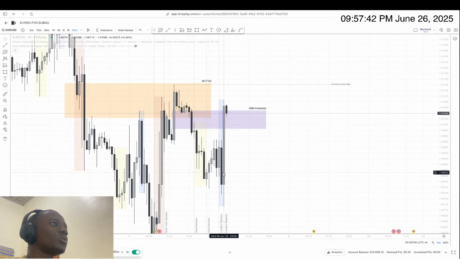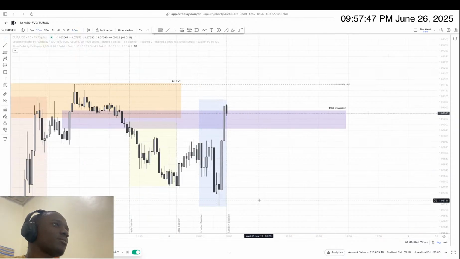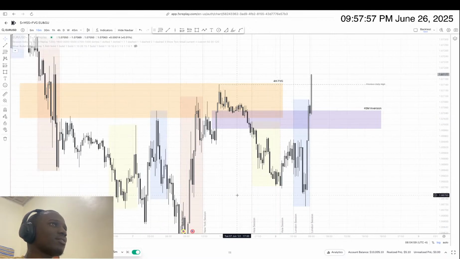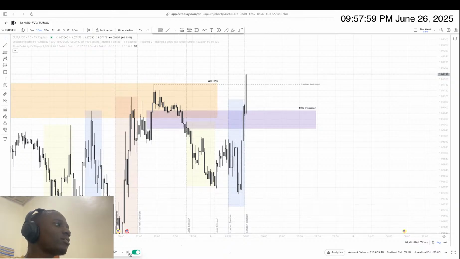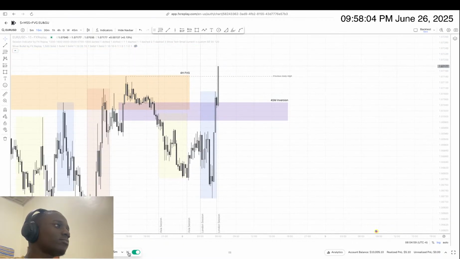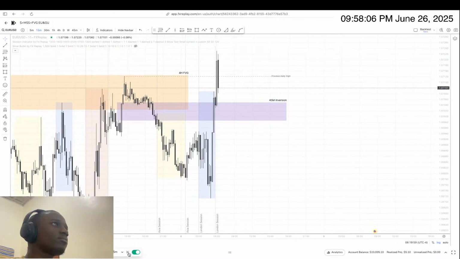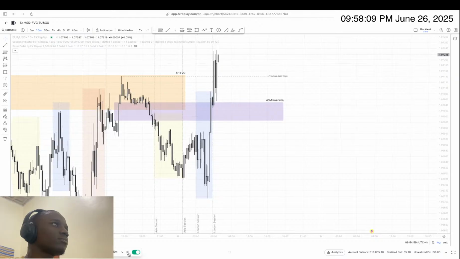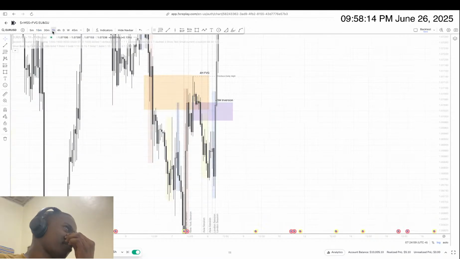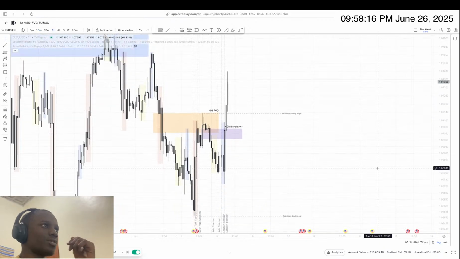Ooh, clean shoot. You can see this crazy shoot to the upside right here, and let's see if we reject that. Okay, so we don't reject, but instead we take out these highs from there. So yeah, we were on the wrong side of the market, so we can't blame ourselves.